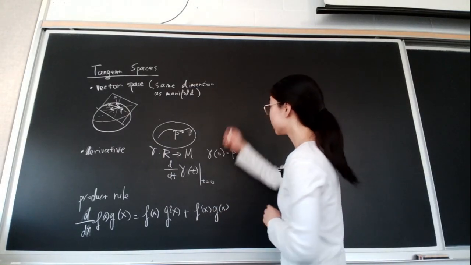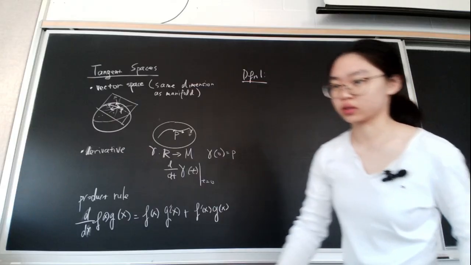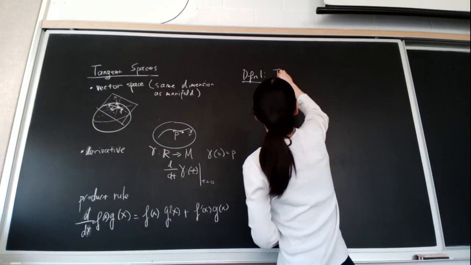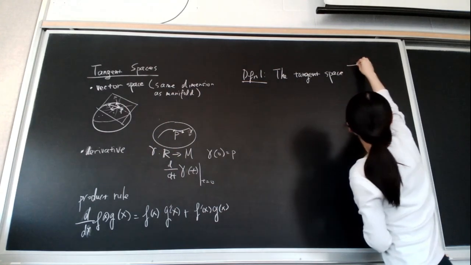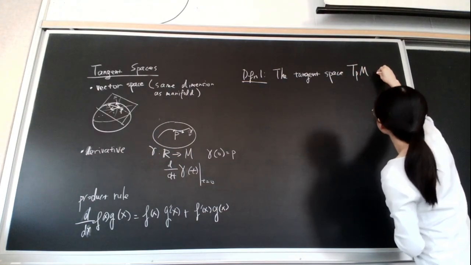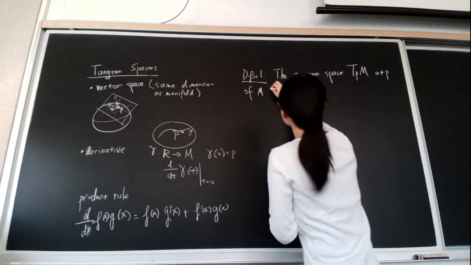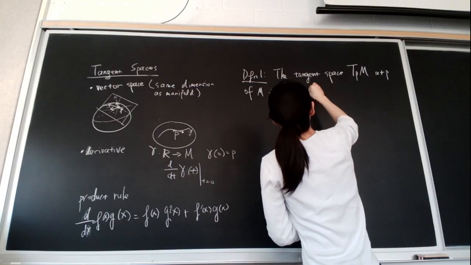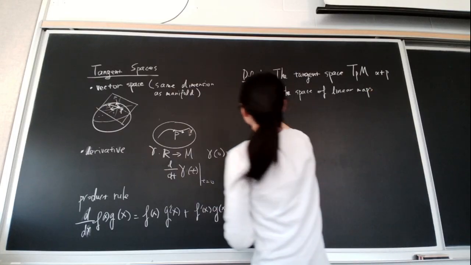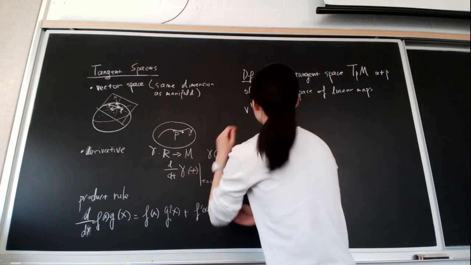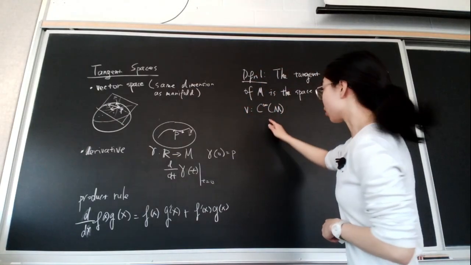So our first definition of the tangent space is going to be, so this is the tangent space at P of M, is the space of linear maps V from C infinity of M, and this denotes all smooth functions from M to R.